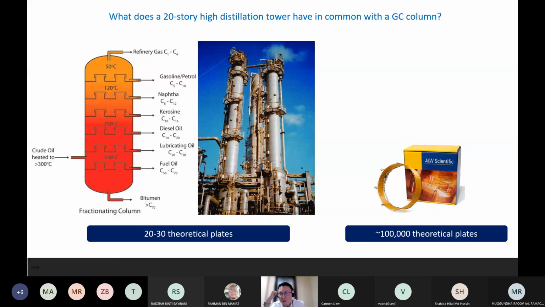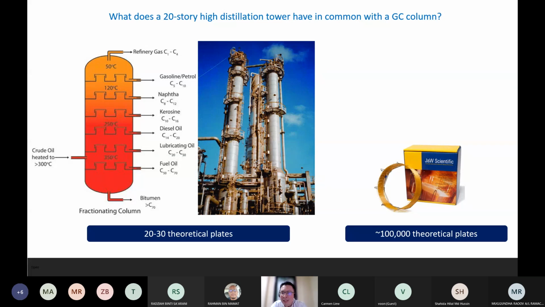This is a very interesting question, if I do say so myself. What does a 20-story high distillation tower have in common with a gas chromatography column? If you've ever seen or learned about fractional distillation, I think this is Form 5 science information. If you were able to look at a real distillation column, it's huge, it's massive. It's as high as a 20 to 25-story building. I've climbed one of these before, and it's not a good experience because you're so high off the ground that when you look down, you get pretty scared because I'm scared of heights. So it was a very interesting experience for me.